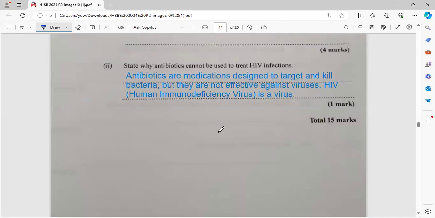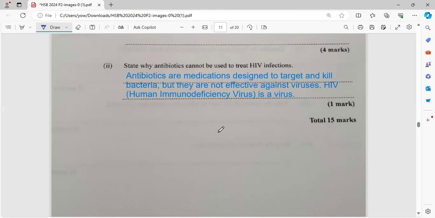Next, state why antibiotics cannot be used to treat HIV infection. Very important, guys. Remember that. Antibiotics, my bad. So why can antibiotics not be used to treat HIV? Antibiotics are designed to treat bacteria. They're designed to target and kill bacteria. HIV is a virus, right? Therefore, antibiotics would not affect a virus.